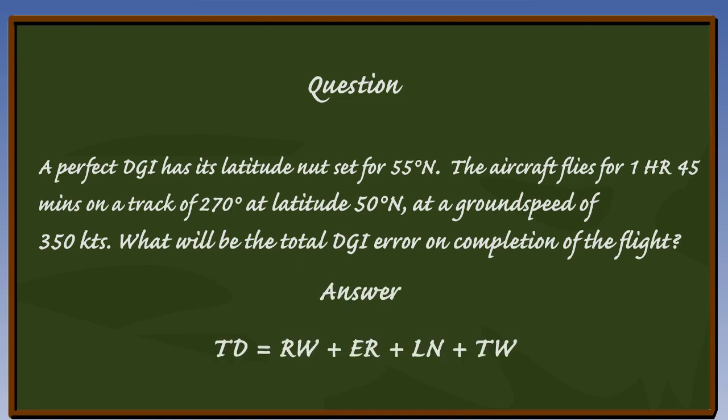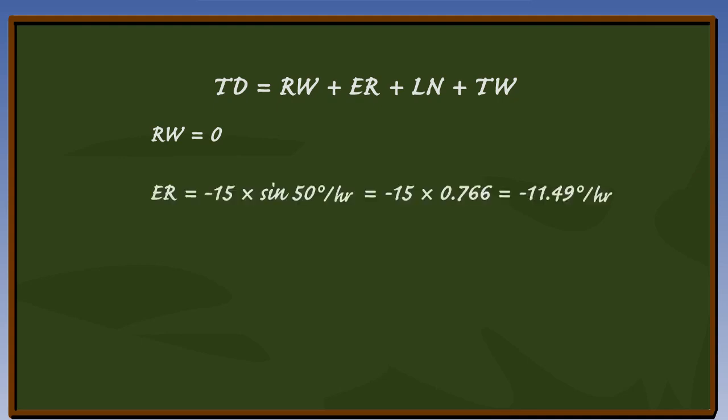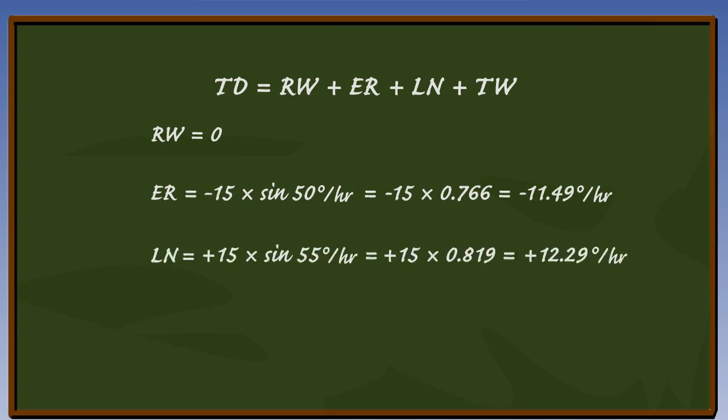Total drift equals RW plus ER plus LN plus TW. The question tells us that this is a perfect gyro, which means there is no real wander to consider. Mathematically, therefore, real wander is 0. The earth rate error is 15 times sine 50 degrees per hour, and it's in the northern hemisphere, so the sign is minus. The latitude nut error is 15 times sine 55 degrees per hour, and the sign is plus.